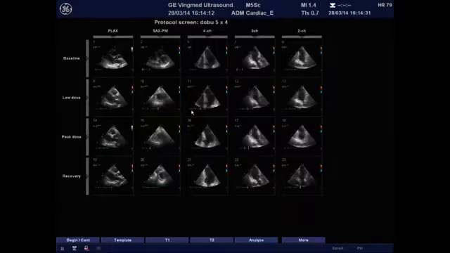You see here the typical stress echo layout. We have different stages from baseline to peak dose. This is a dobutamine stress echo, and we have the different acquisitions: parasternal long axis, short axis, and the three apical views.